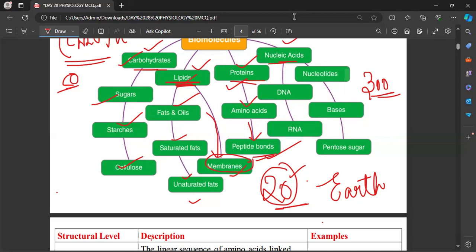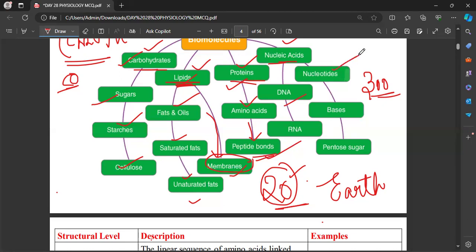Okay, that is what a peptide bond. And nucleic acid, we know that we have two different types of nucleic acids. One is deoxyribonucleic acid and another one is ribonucleic acid. Now you should know what deoxyribonucleic acid and ribonucleic acid are, and all the basic things.